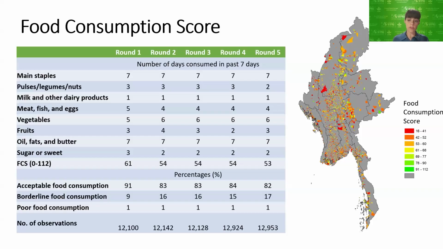So this table shows the inputs of the food consumption score, the average score by round, and at the bottom here, the percentage of people with acceptable, borderline, and poor food consumption. As you can see in round 5, the 5th round of MHWS, around 18% of the sample had borderline or poor food consumption. Over to you, Joe.